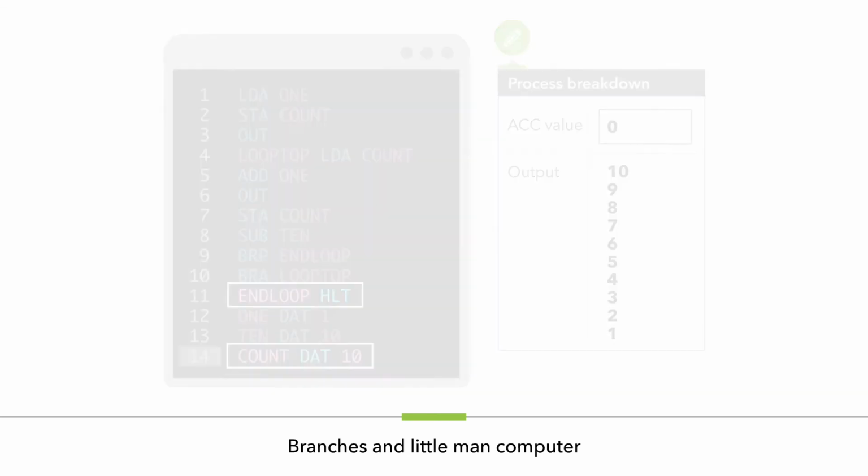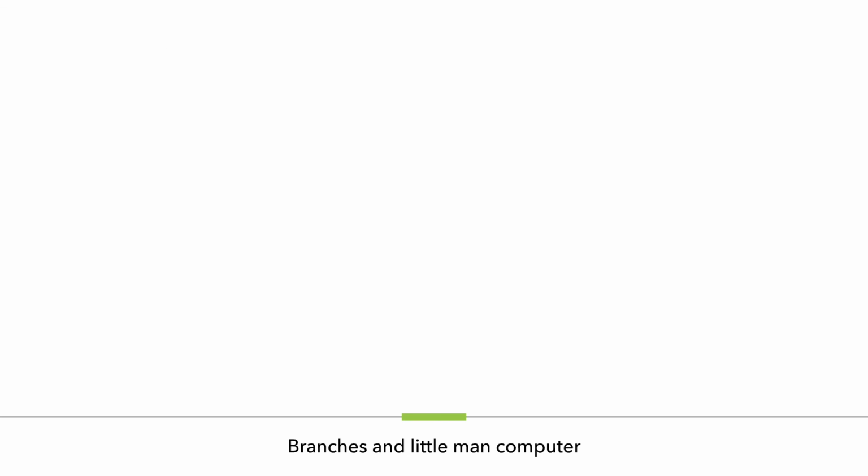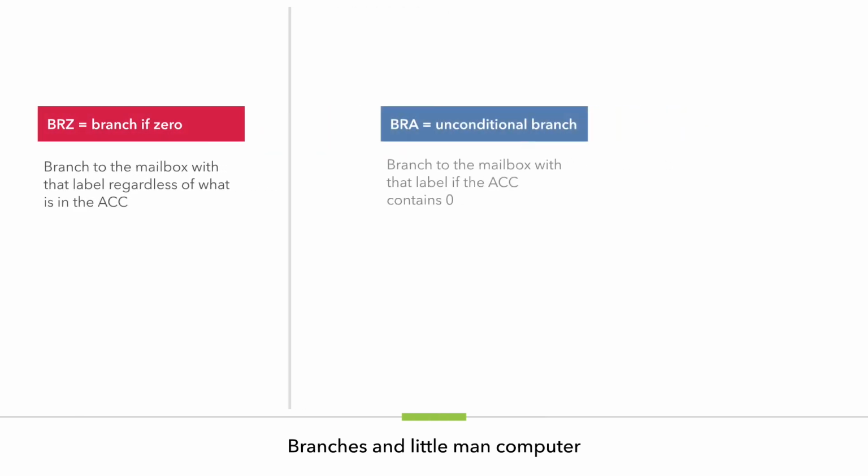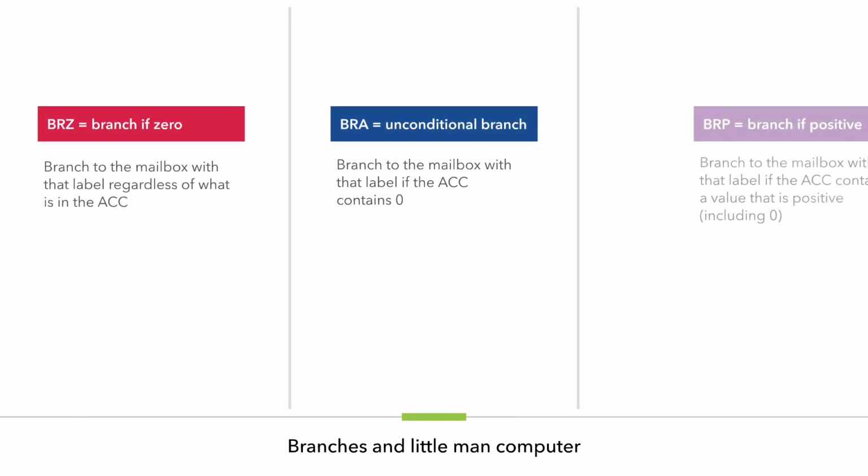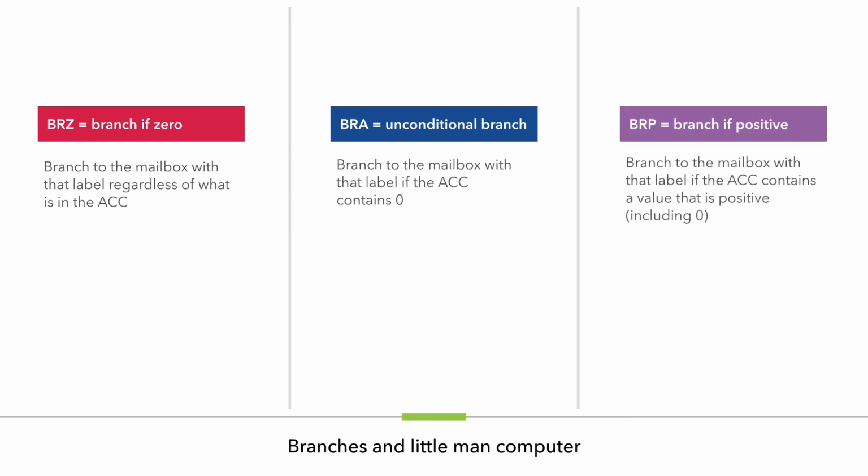So there we go. There are 3 branches that can be used in the LMC. Branch if 0, branch unconditionally, and branch if positive. And we can do selection and iteration using these branch commands, because we can manipulate any condition into using branch if positive or branch if 0.